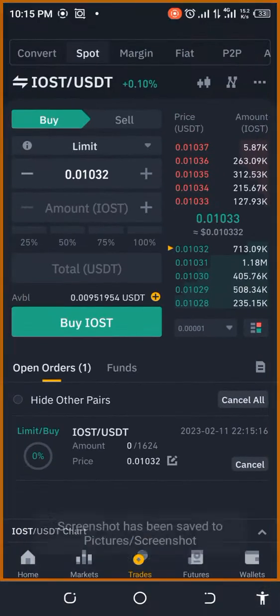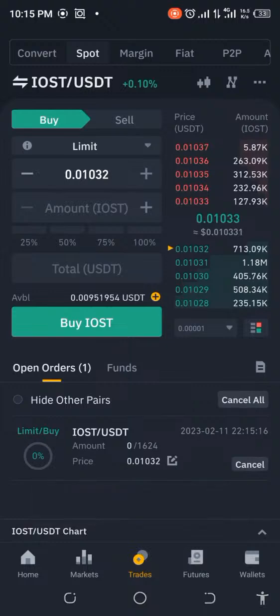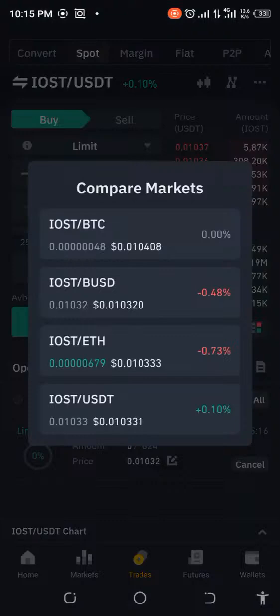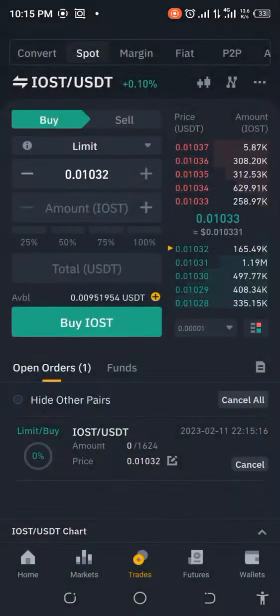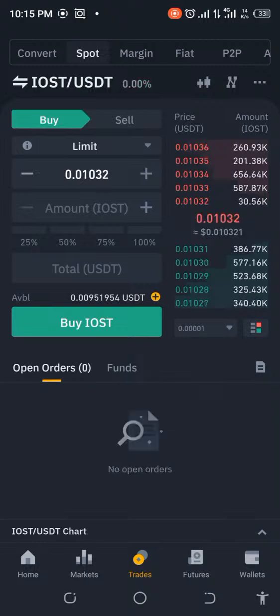Let's see how long this will take us to get it bought, and then we move over to getting this sold, from IOST to BTC. Let's go ahead. So let's see how long this takes, and I'll be back to give you the results. See you soon. Oh, can you just imagine? Just even before I could say, "See you soon," it has already been sold.